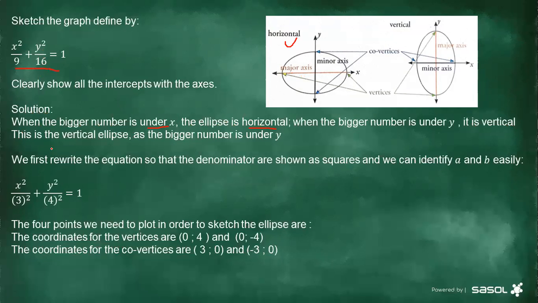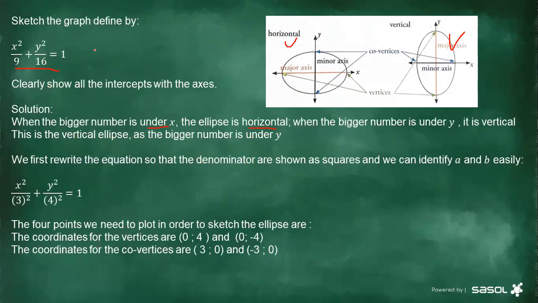This is the vertical ellipse, as the bigger number is under y. We can all see that the bigger number is under y, which is 16, right? Then it's going to be vertical, meaning it must be in this manner, all right? And then we first write the equation so that the denominators are shown as squares, and we can identify the values of a and b easily.